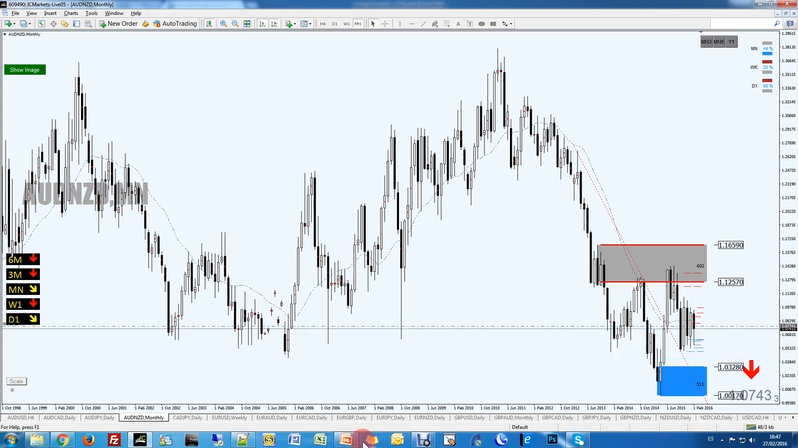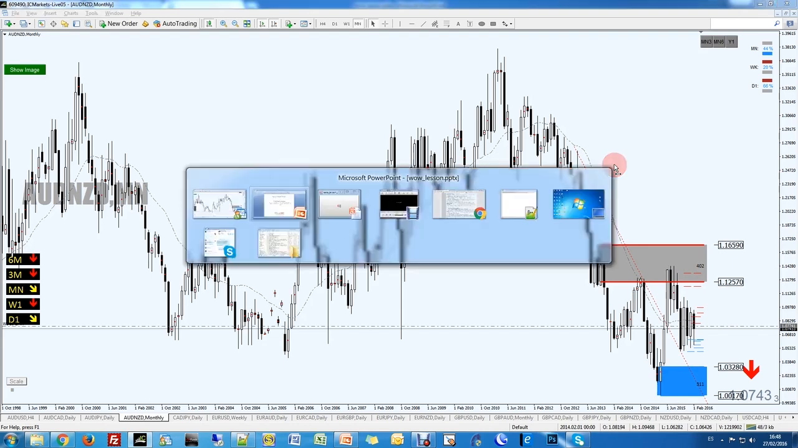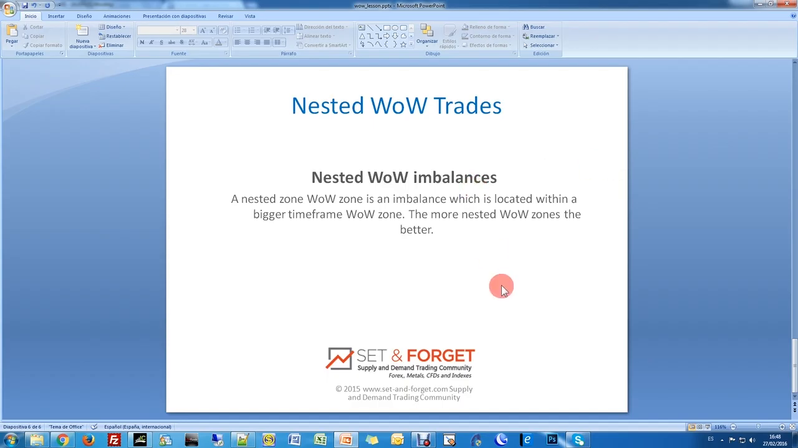This is what I was trying to cover. The more nested zones, WoW zones, the better. Here we have a 3 months, monthly, weekly, daily, and all that. So we can wait for that area to be hit, then start waiting for daily WoW longs, weekly WoW longs, and then price could start rallying. This has been tested once, twice, and price could make a high or even remove it. Okay, that's the way it works. Hopefully this is clear, the concept of nested WoW imbalances.